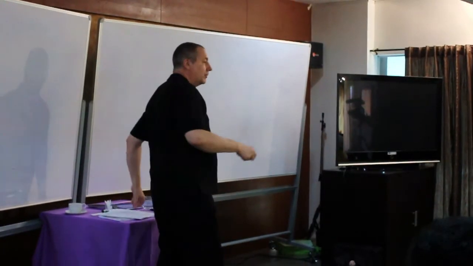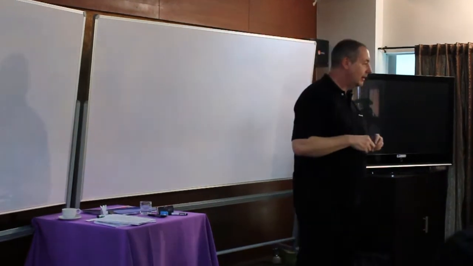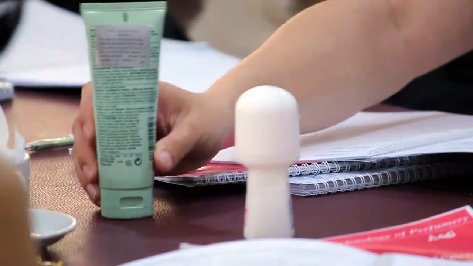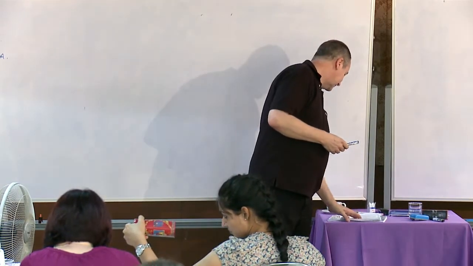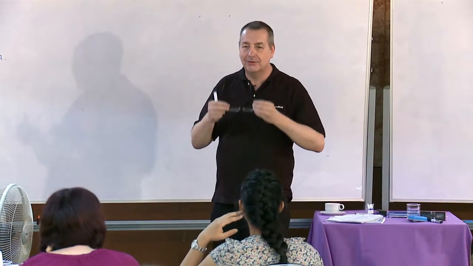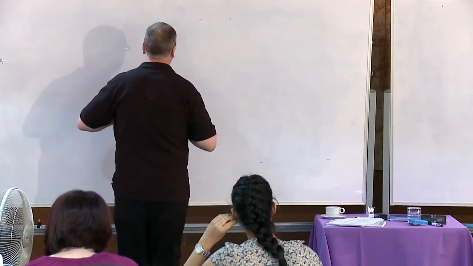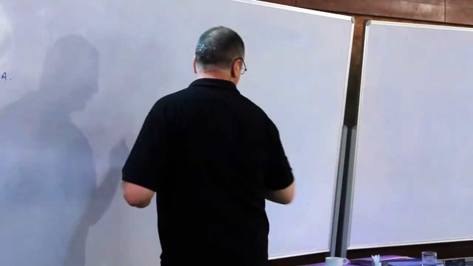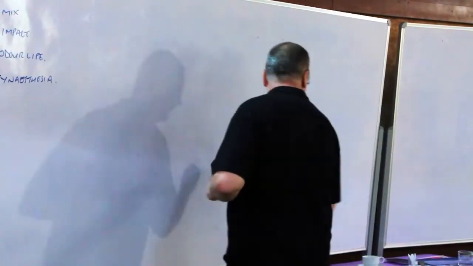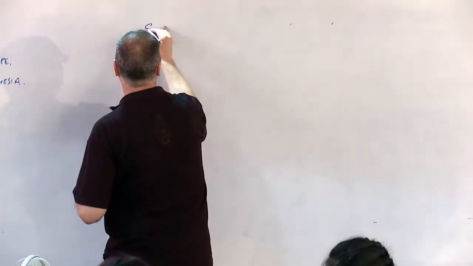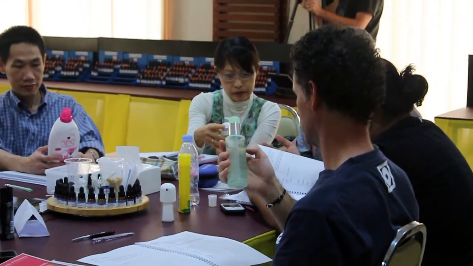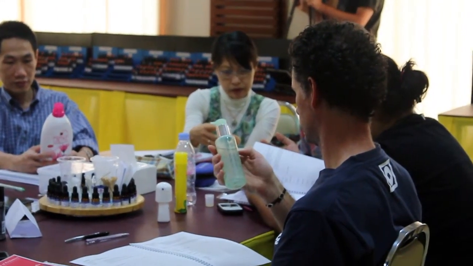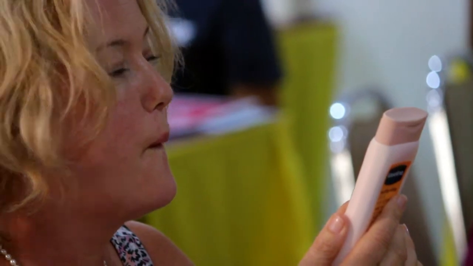So if you pick up one of these bottles, one of the liquid ones, what's the most common ingredient, the solvent? Water, aqua. So the first thing we find in almost every product is a solvent of some sort or a carrier. And this will make up 60 to 80% of the formula.